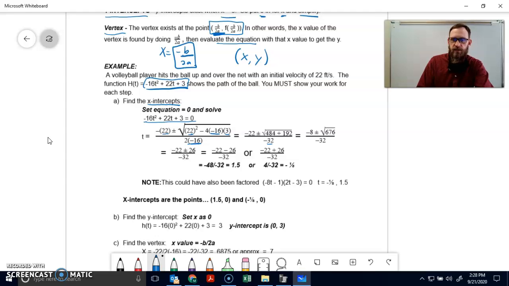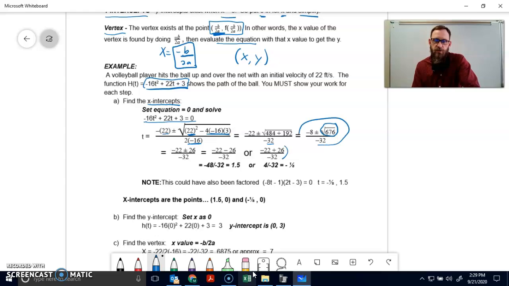2 times negative 16 is negative 32. That's easy. But inside, 22 squared is 484. 4 times 16 times 3 is 192. Notice there are two negatives in there, so that turns it into a plus. And when I add those together, 484 plus 192 is 676. Now the fact that this comes out as a perfect square, when you take the square root of 676 and type this into your calculator, you get 26. So it's negative 22 minus 26 over negative 32, and negative 22 plus 26 over negative 32.